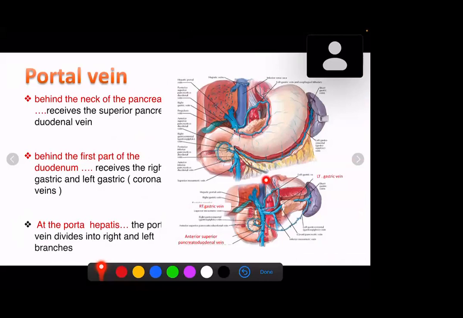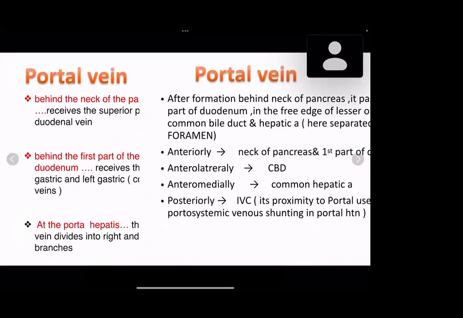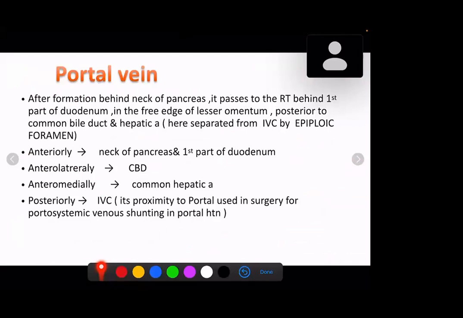After formation behind the neck of the pancreas, the portal vein passes to the right behind the first part of the duodenum and then in the free edge of the lesser omentum, the hepatoduodenal ligament, posterior to the common bile duct and hepatic artery. Here it is separated from the IVC by the epiploic foramen, or foramen of Winslow. Anteriorly it relates to the neck of the pancreas and the first part of the duodenum. Anterolaterally, we have the CBD, anteromedially the common hepatic artery, and posteriorly the IVC, separated from it by the epiploic foramen. This close proximity between the portal and caval veins can be used in surgery for portosystemic venous shunting.